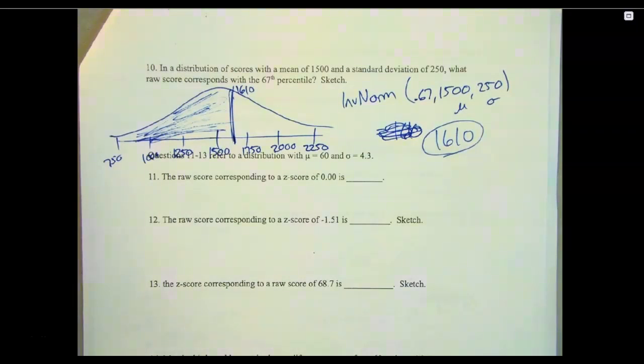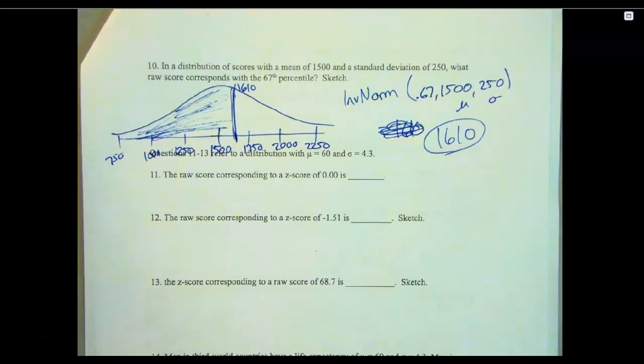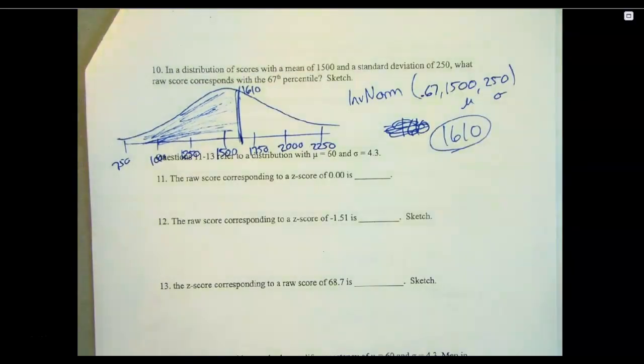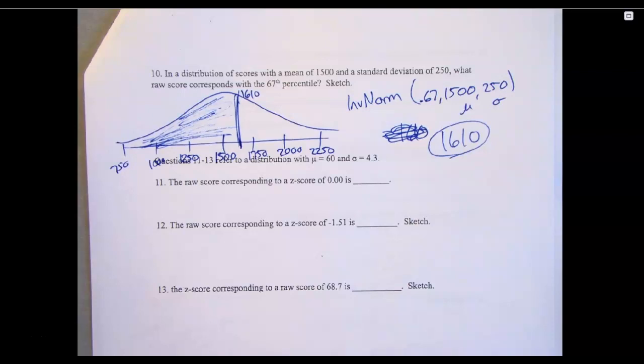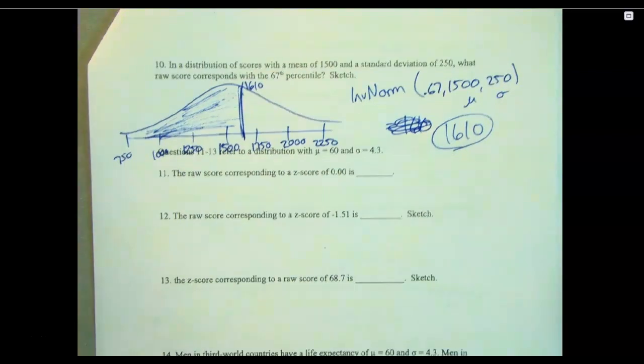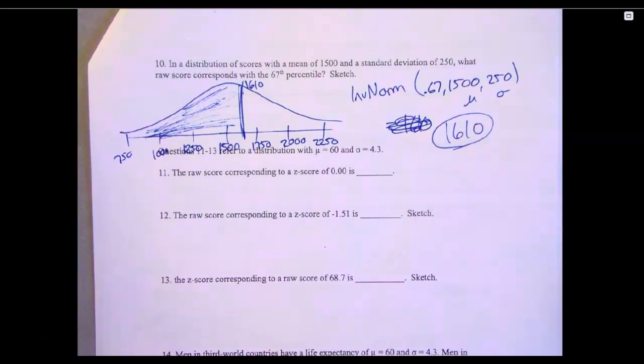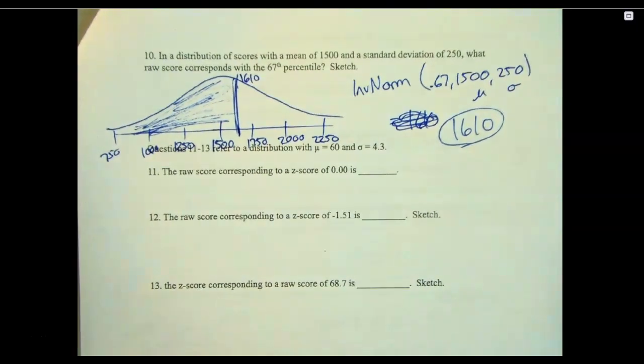We good on 10? All right, 11, 12, and 13. You look through those, you'll notice I'm not giving you a percent. I'm not asking you for a percent. There's nothing to do with percent. So it's not normal CDF. It's not inverse norm. It's the z-score formula. There's like 4 things in it: z, x-bar, mean, and standard deviation. I'm giving you 3 of them, making you find the 4th. Have an algebra problem.